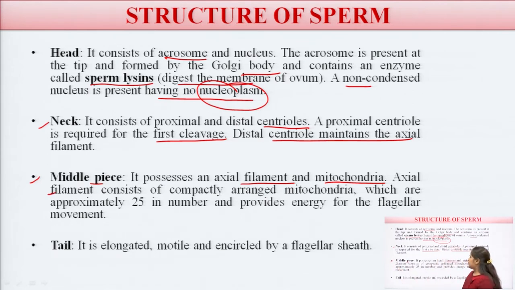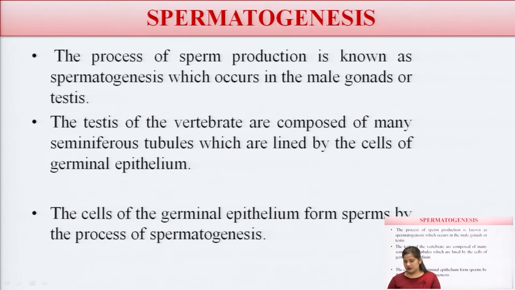The filament consists of compactly arranged mitochondria, approximately 25 in number, which provide the energy to the flagellar filaments. Now, the last one is the tail part of the sperm. It is elongated, motile, and encircled by the flagellar sheath. So, this is the description of the structure of the sperm.